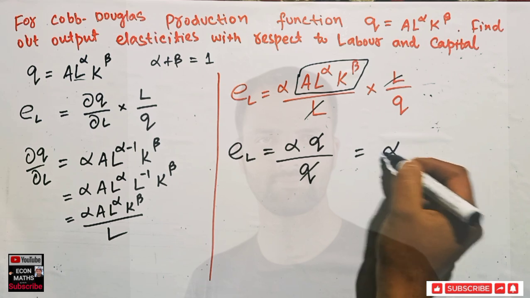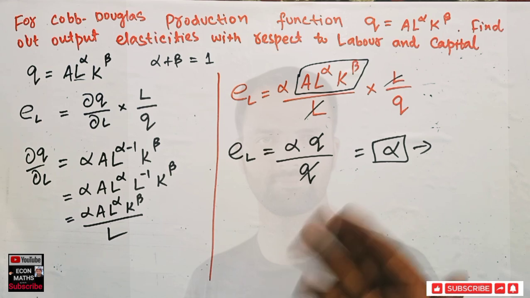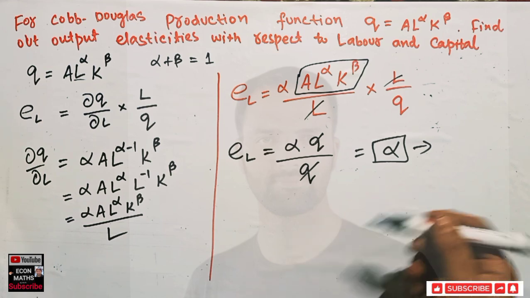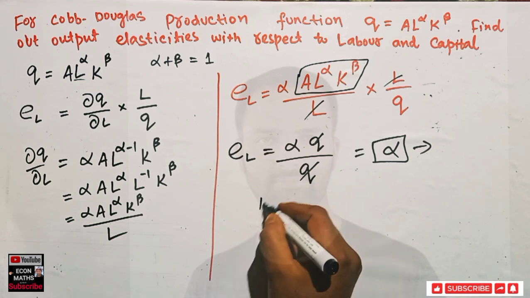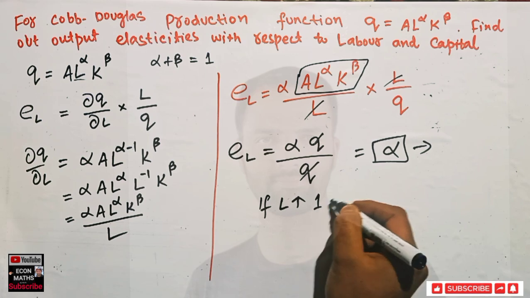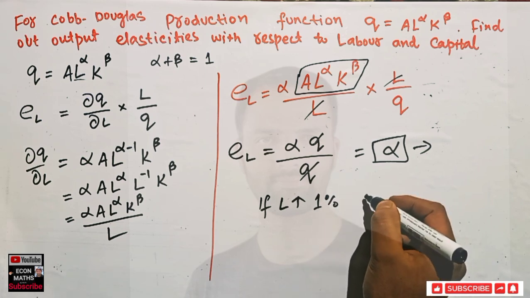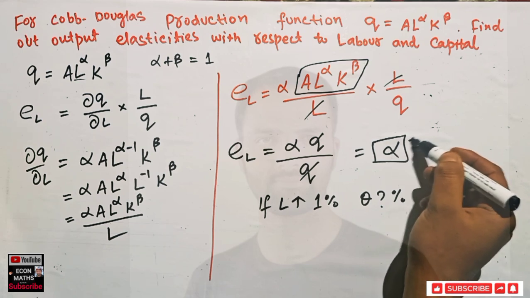We are left with alpha. So output elasticity of labor comes out to be alpha. And what is output elasticity in this case? It simply says how much our output will change if labor changes by 1%. Okay, if labor changes by 1%, how much will our output change? Okay, and this is given by this very number.